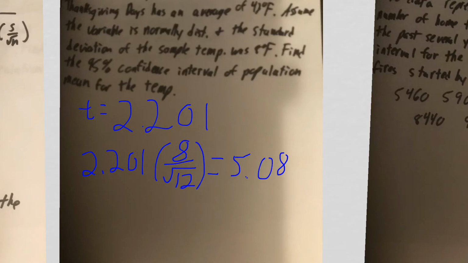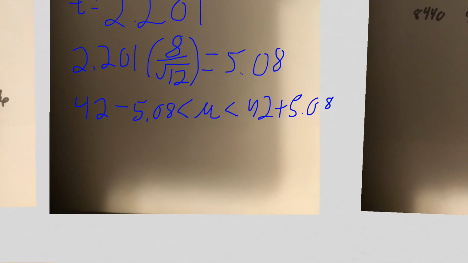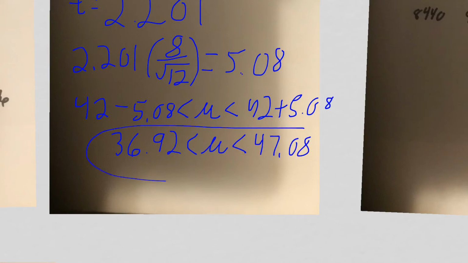Then what we're going to do is we're going to take our mean, which it said our mean was 42. And then we're going to subtract that margin of error. And then it's less than the population mean, which is less than, again, 42 plus the 5.08. And so when we put this in the calculator, we get 36.92 is less than the mean, is less than 47.08. So this is going to be my confidence interval.